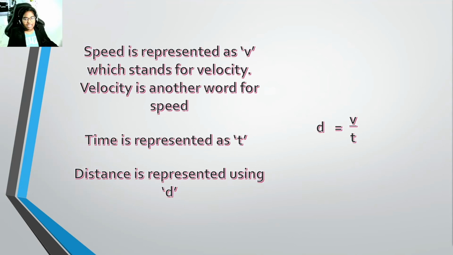Speed is represented as v, which stands for velocity. Velocity is another word for speed. Time is represented as t. Distance is represented using d. So an equation may also look like this.